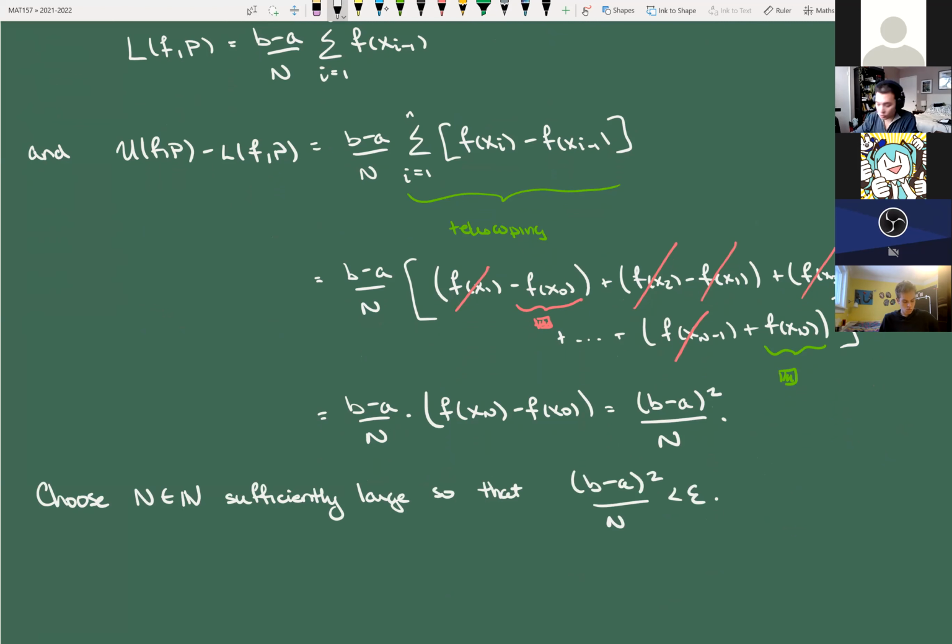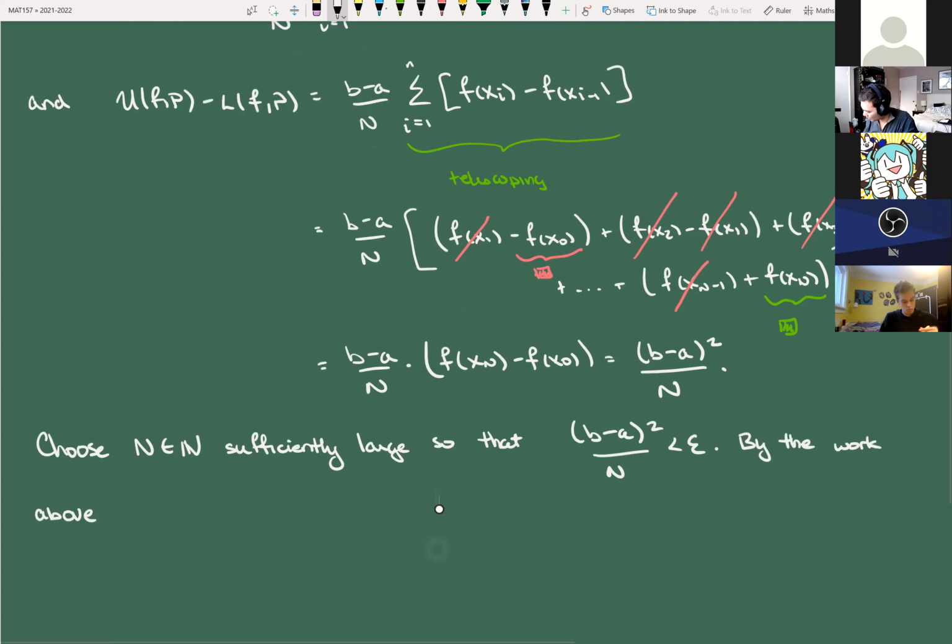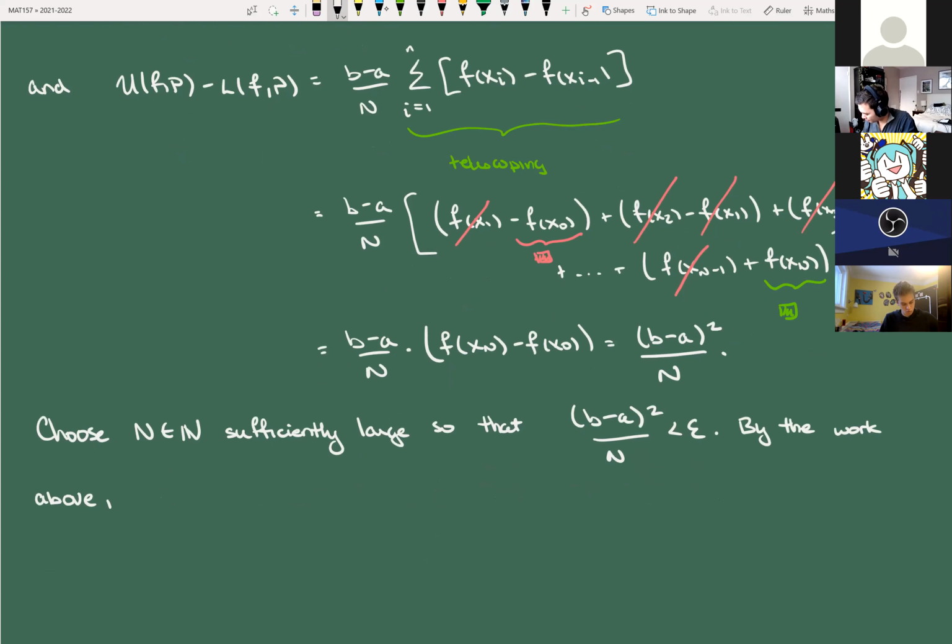Now, by the work that we've just shown, so by the work above, and again, you might want to do this stuff on the side as rough work and then write up something nice. So by the work above, UFP minus LFP is less than epsilon. So f is integrable.